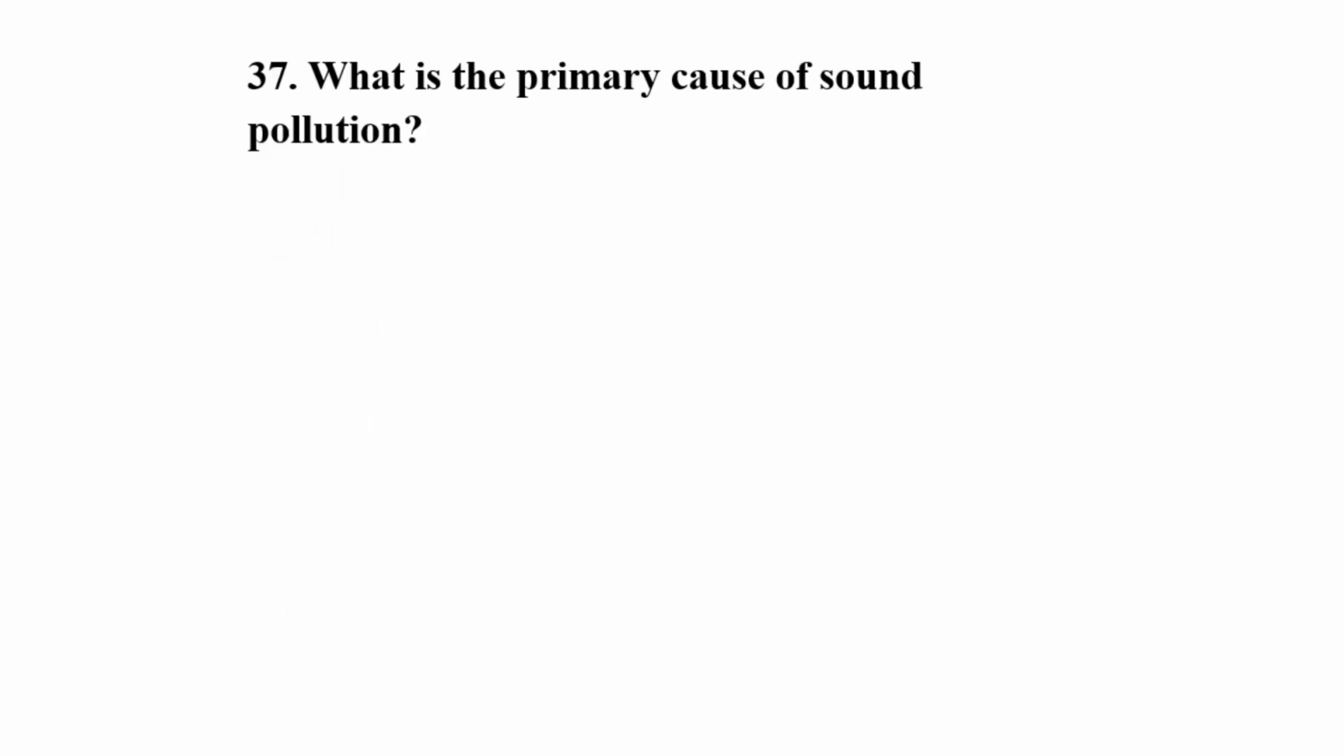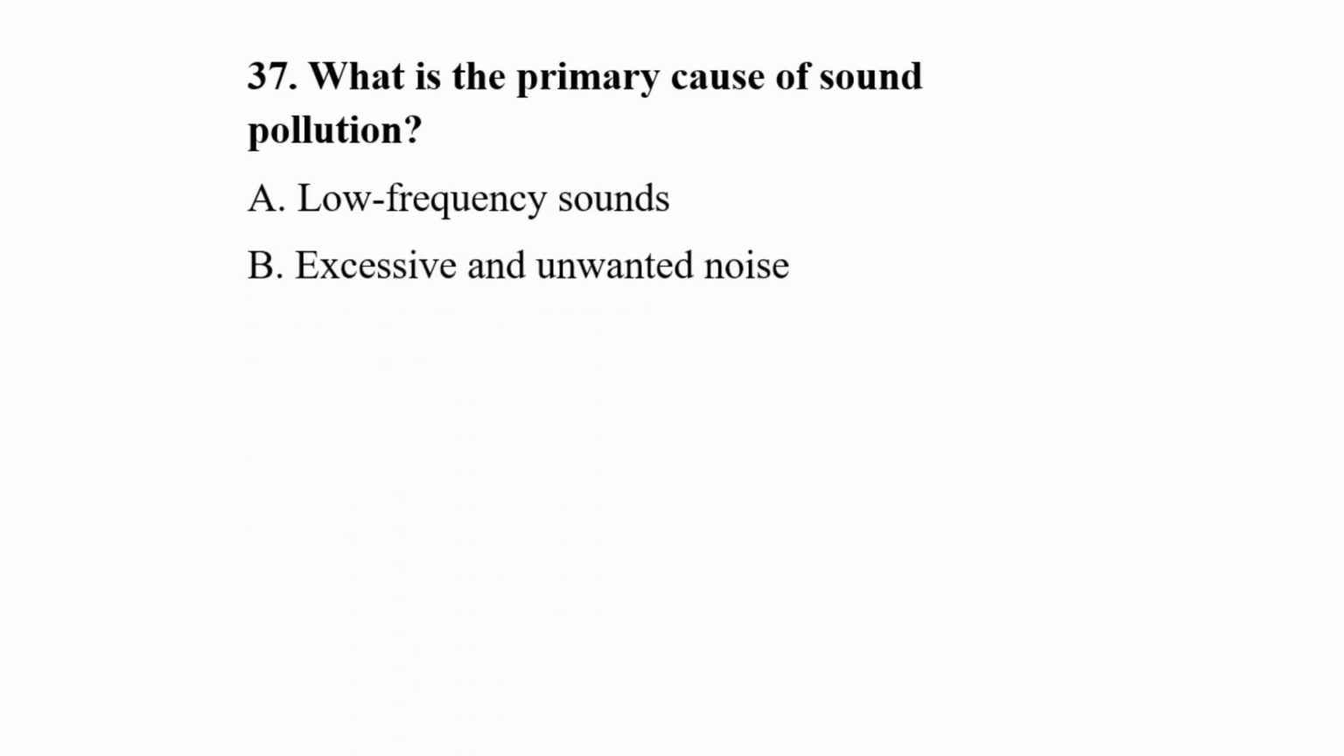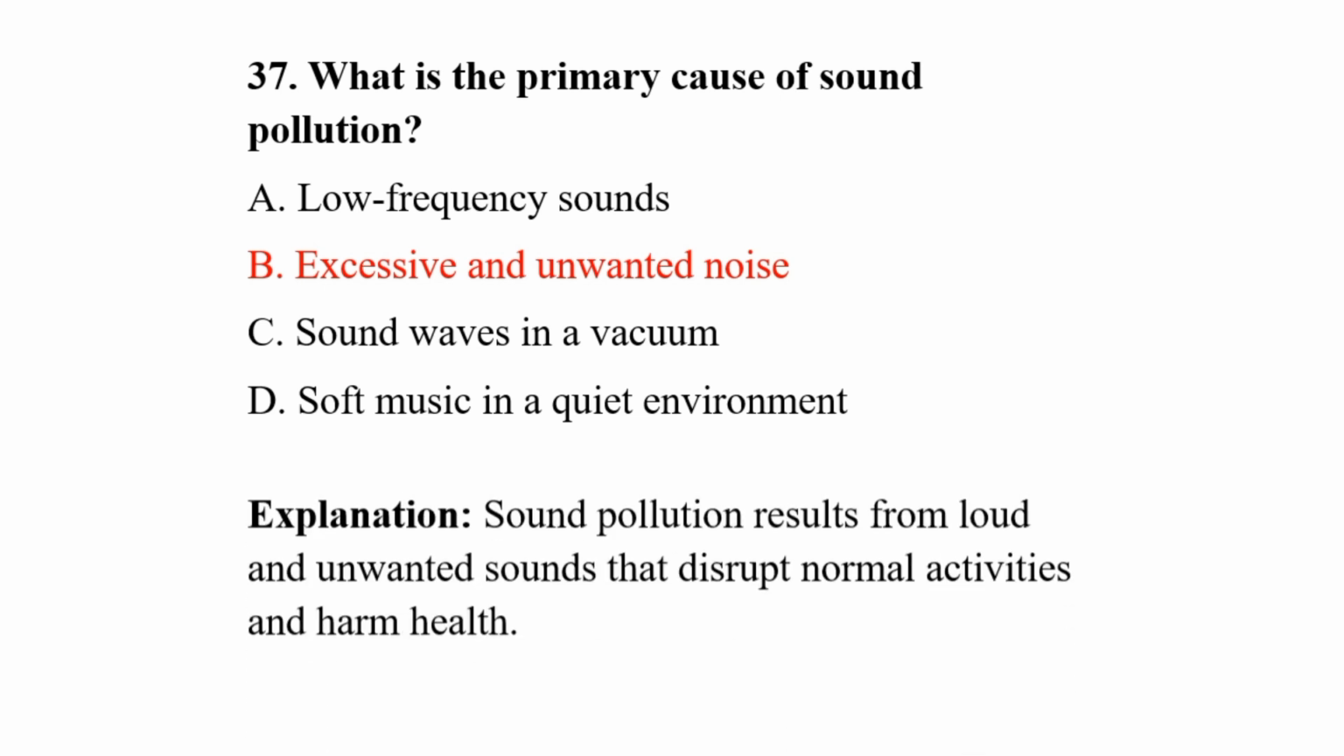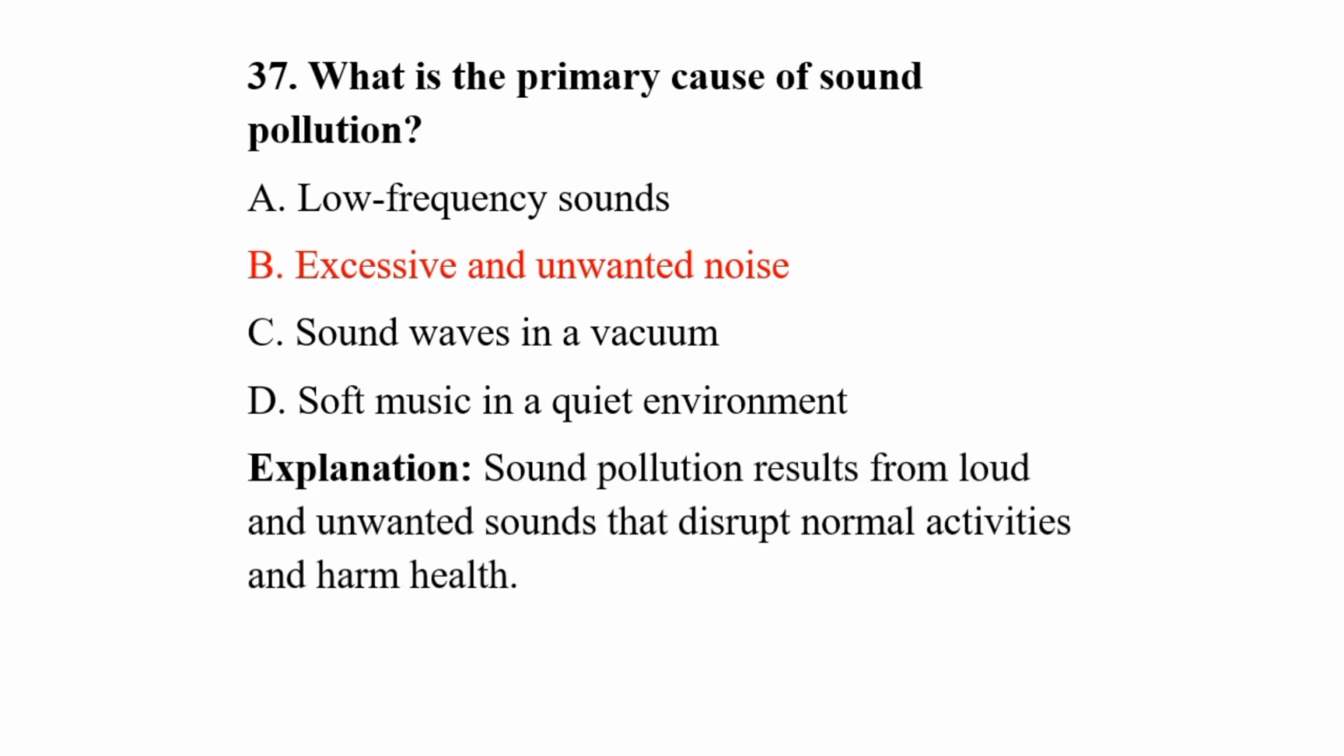Question number 37. What is the primary cause of sound pollution? A. Low frequency sounds. B. Excessive and unwanted noise. C. Sound waves in a vacuum. D. Soft music in a quiet environment. The answer is excessive and unwanted noise. Sound pollution results from loud and unwanted sounds that disrupt normal activities and harm health.